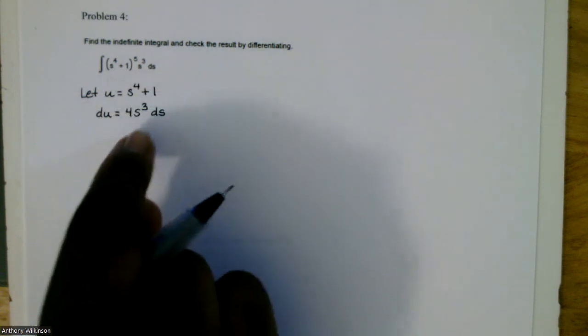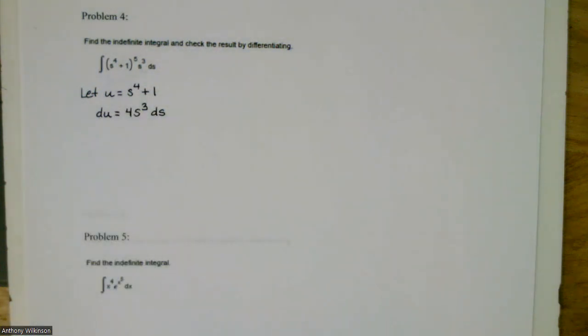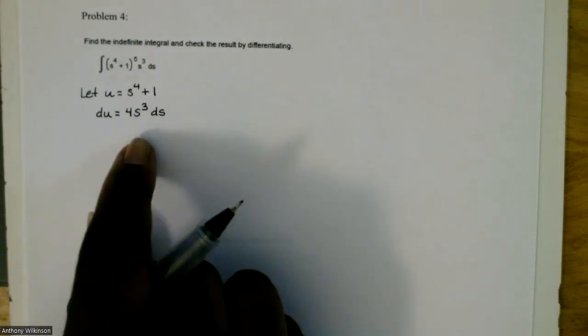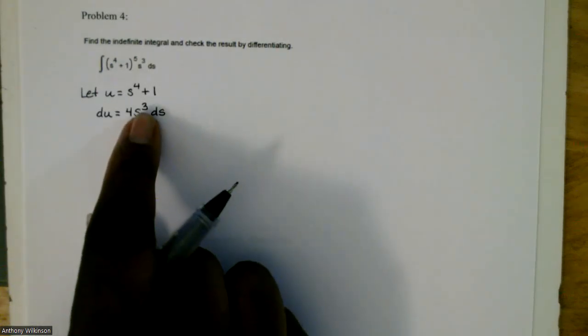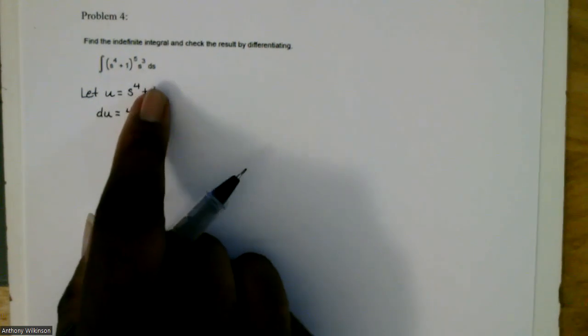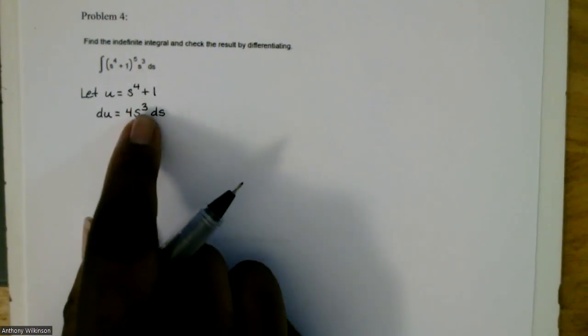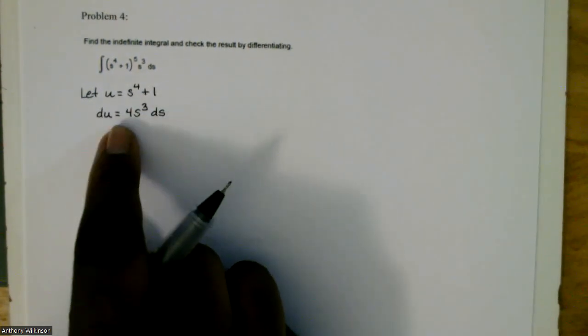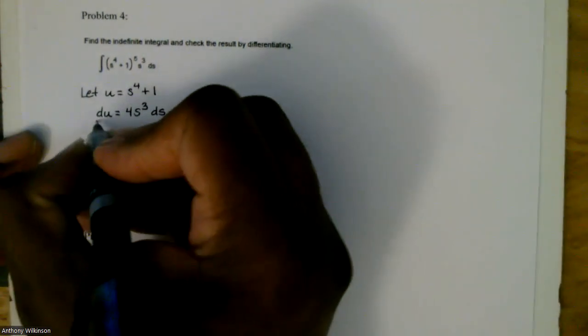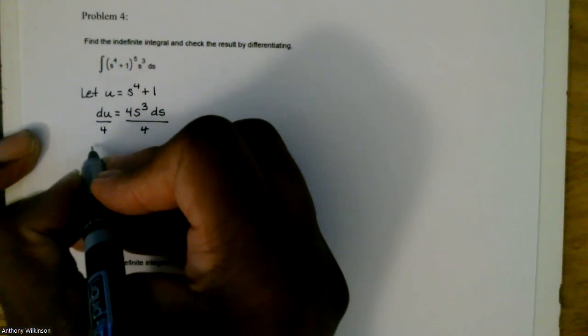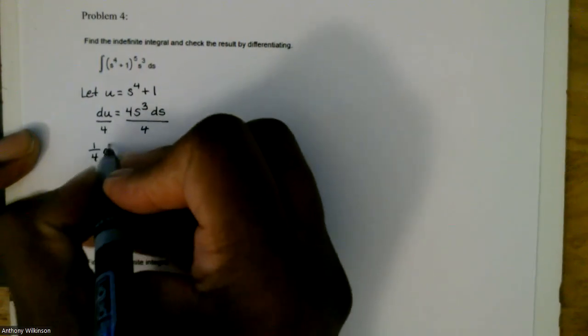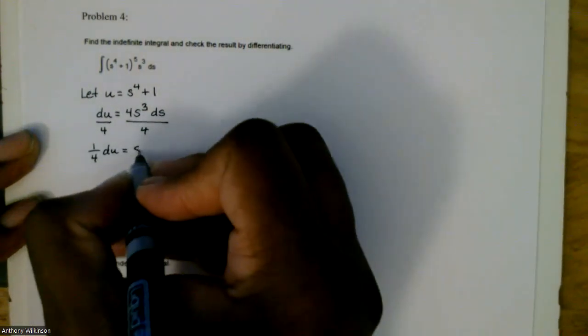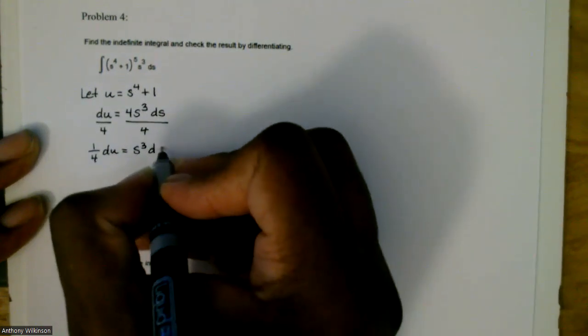Now notice I do have s cubed ds, but I don't have a 4 in front. So what I'm going to do here is come up with an expression where I can substitute s cubed ds into it. So let's get s cubed ds by itself. It's being multiplied by 4, so I'm going to divide both sides by 4. So that means I'm going to have 1/4 du is equal to s cubed ds.